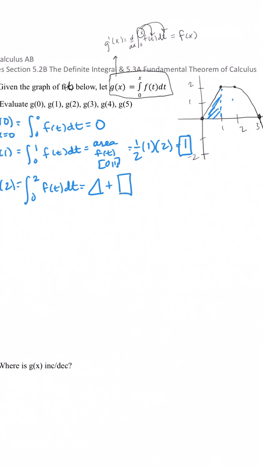Maybe I'll do that in a different color. I've got a triangle and a rectangle. So that's this piece. We knew that the triangle was 1 and the rectangle is going to be 2, so this is 3. G of 3 means 0 to 3.